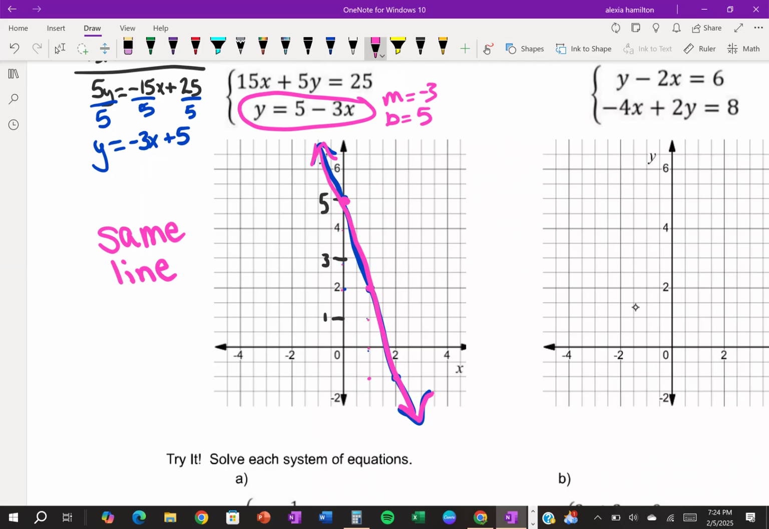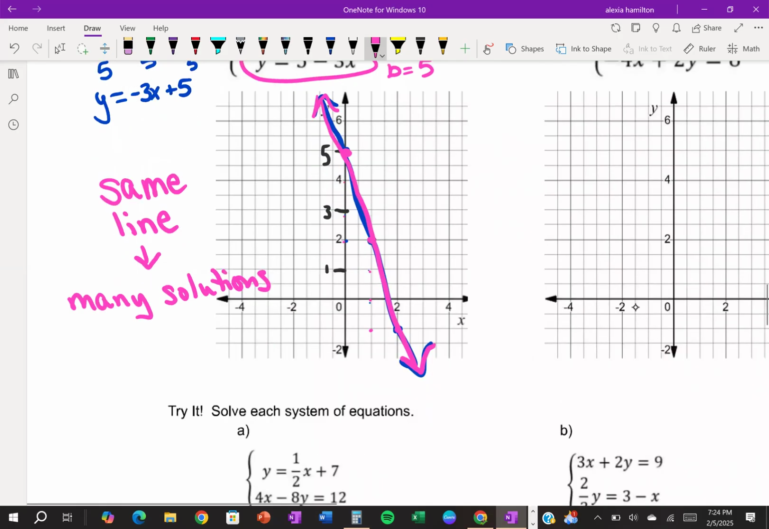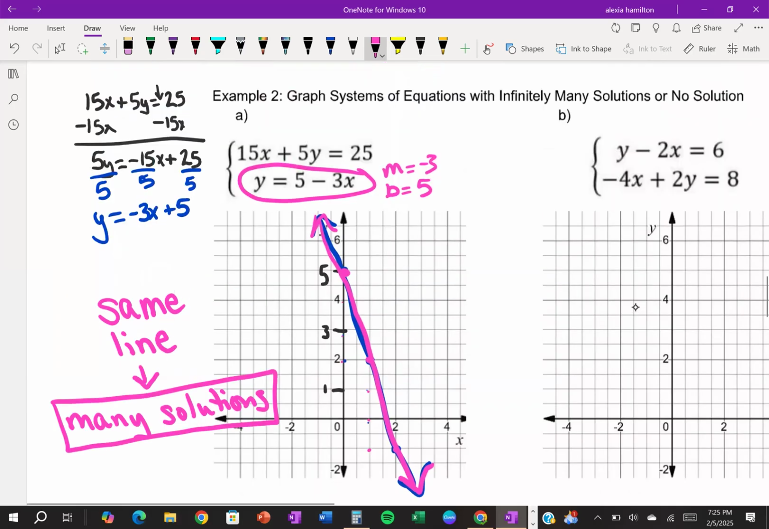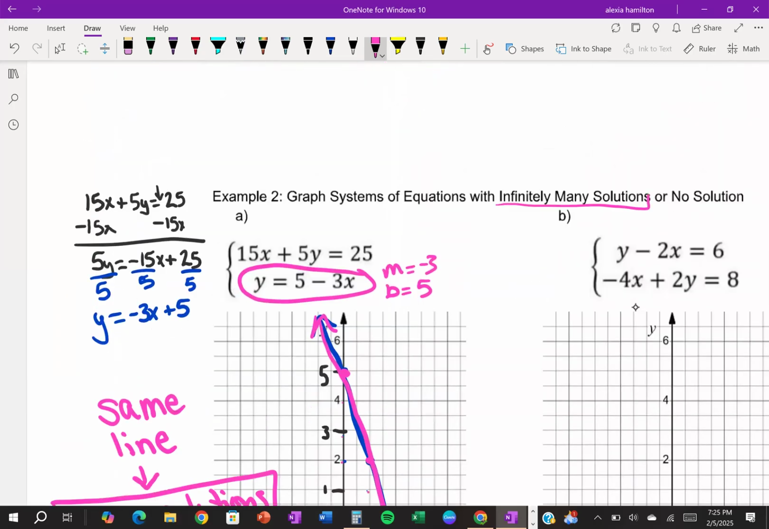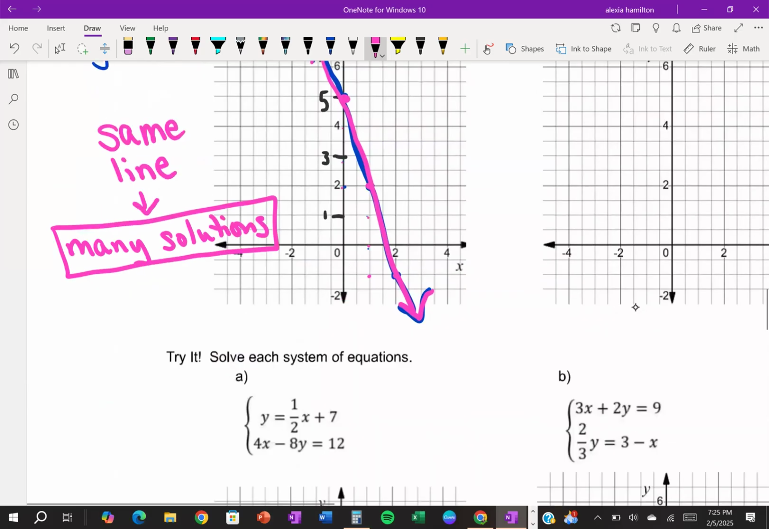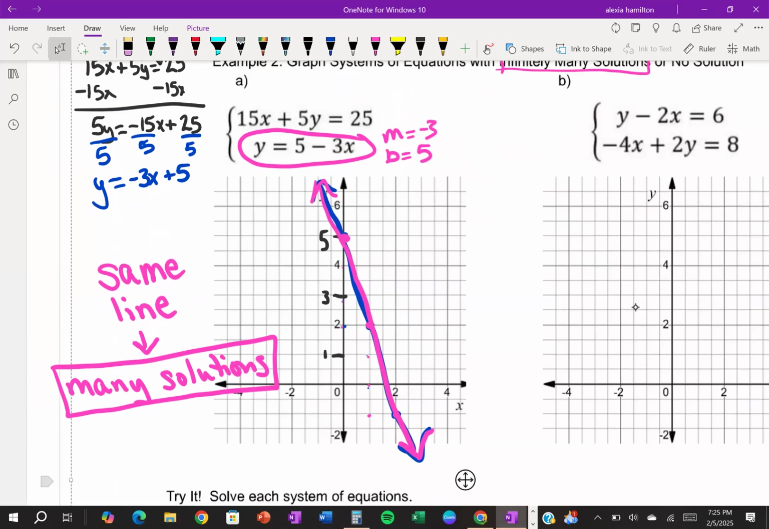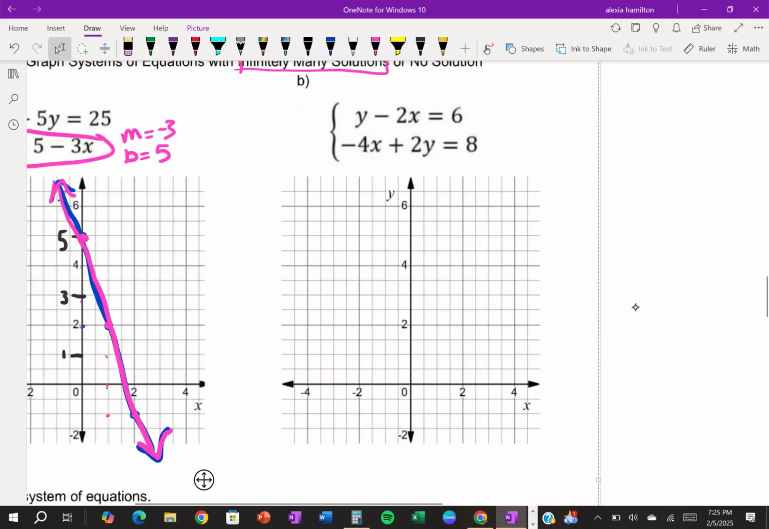So what do we do? Well, the same line would give you your infinitely many solutions. Remember those from Unit 1? Infinitely many solutions. I'm just going to write many solutions because it's fewer words. Okay. Any guesses as to what example 2b would give us? Oh, I don't know. All right.